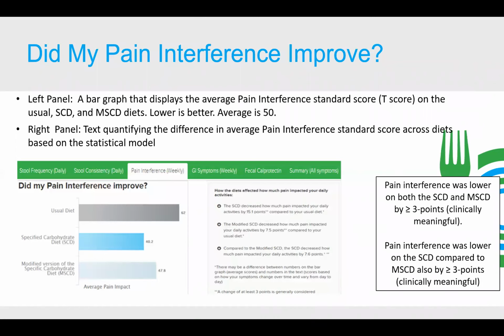If I was interpreting this, I would make the interpretation that pain interference was lower on both the SCD and MSCD, and it was lower by more than 3 points, which is the clinically meaningful difference. And then if I was making the comparison between the SCD and the MSCD, it looks like pain interference was also lower on the SCD compared to the MSCD, and that was also by more than 3 points, which is clinically meaningful. So for pain interference, the patient did better on both diets compared to their usual diet, but it did seem that the specific carbohydrate diet was superior to the MSCD.